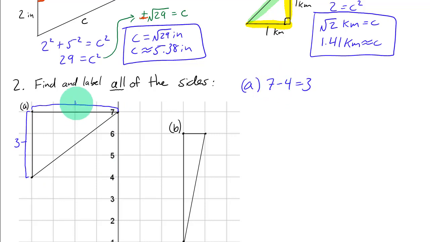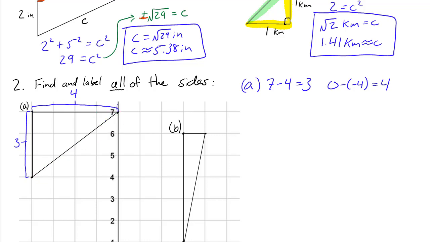And same thing with this distance here. This change in x, this horizontal distance, you could just count it and see that it's 4, or you could do the ending x coordinate here, which is 0 minus -4 to see how far apart they are there. So that would be 0 minus -4 is 4. So those are the legs of that.